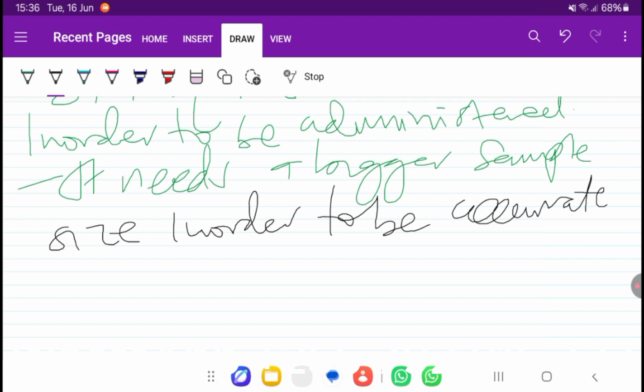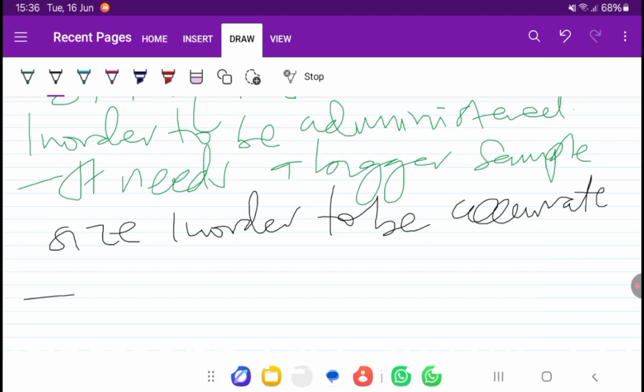So you need to embrace yourself to capture very many people, to have a good sample size that you can interview for the information to be meaningful. So it requires a bigger sample size for it to be accurate.